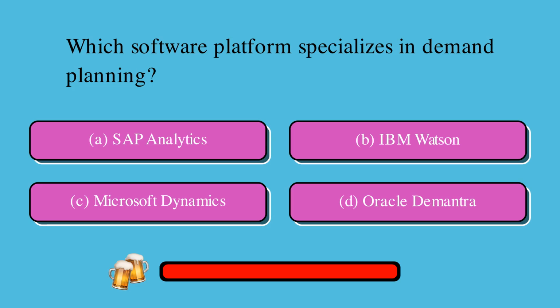Which software platform specializes in demand planning? Is it A, SAP Analytics, B, IBM Watson, C, Microsoft Dynamics, or D, Oracle Demantra? The correct answer is D, Oracle Demantra.